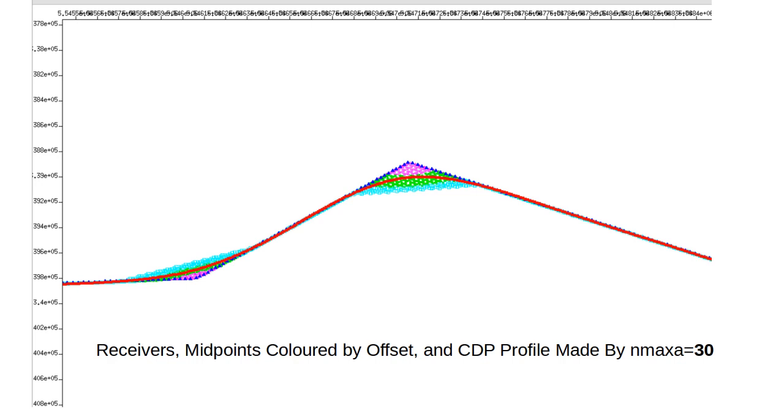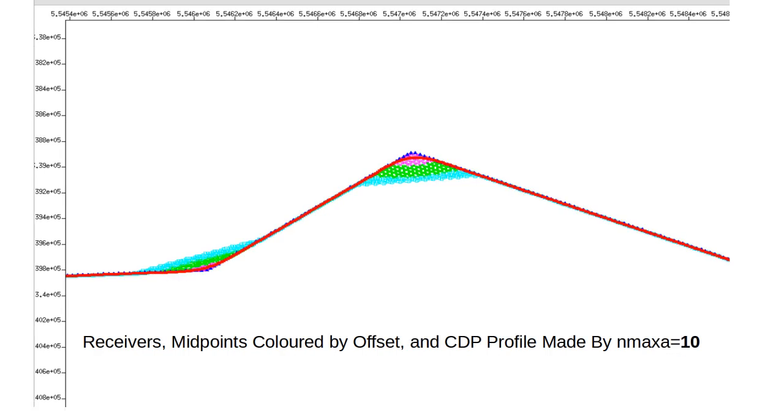But it is not necessary to set the NMAX average so that the profile goes through the center of the midpoints. Here it is set to 10. This results in a CDP profile which stays closer to the survey line at the bends, and also stays closer to the midpoints that have smaller offset distances.